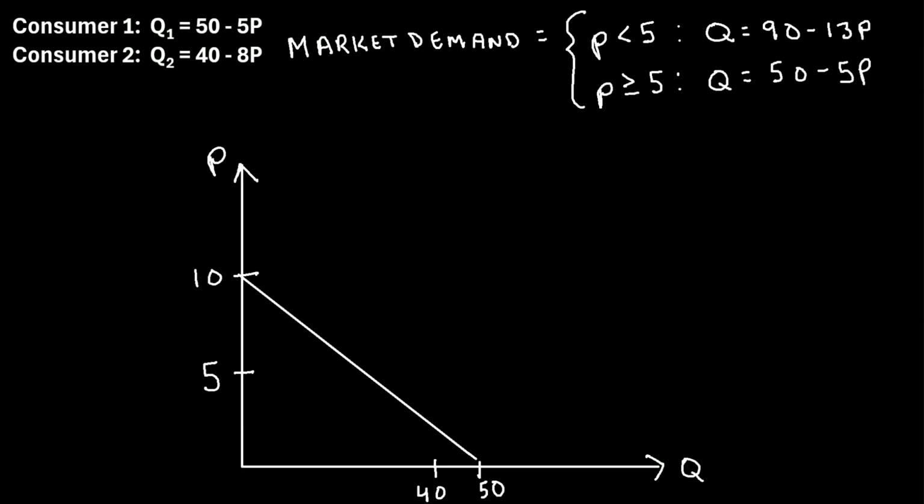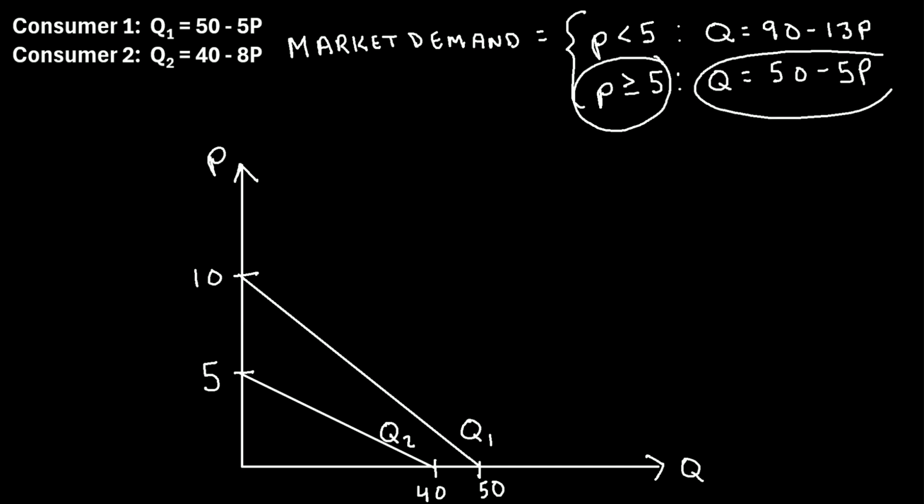So here's consumer 1's demand function. It's this line right here. And consumer 2's demand function is this line right here. So let's go ahead and label that. So here's Q1, consumer 1's demand function, and here's Q2. Now our market demand function, how can we graph that? Well, let's start with when the price is greater than or equal to 5. Our market demand function is equal to this. Q is equal to 50 minus 5p. And that line is this line right here.